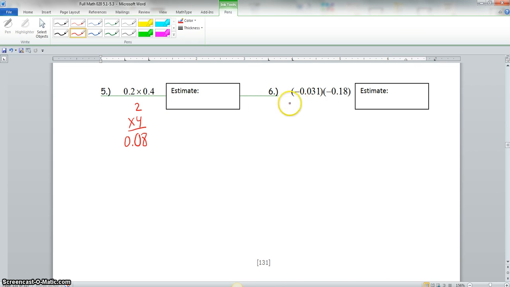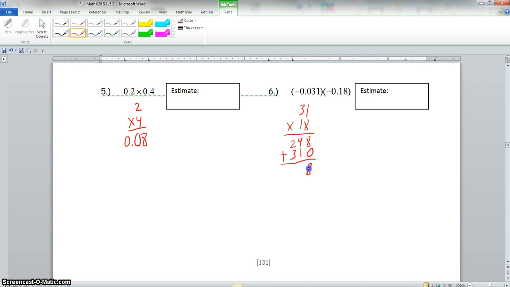Okay, number 6. Now, first of all, let's look at this. Negative times a negative, we know it's positive. So we don't have to deal with the negative signs anymore. So we drop this decimal. That will give us 31 times 18. 8 times 1 is 8. 8 times 3 is 24. Put a 0 here. 1 times 1 is 1. And 1 times 3 is 3.